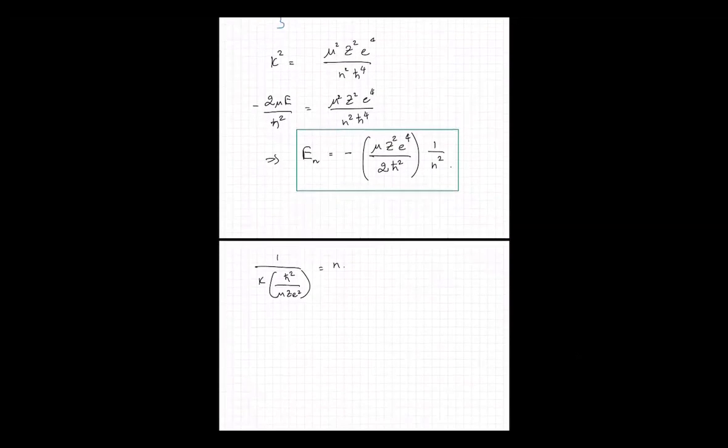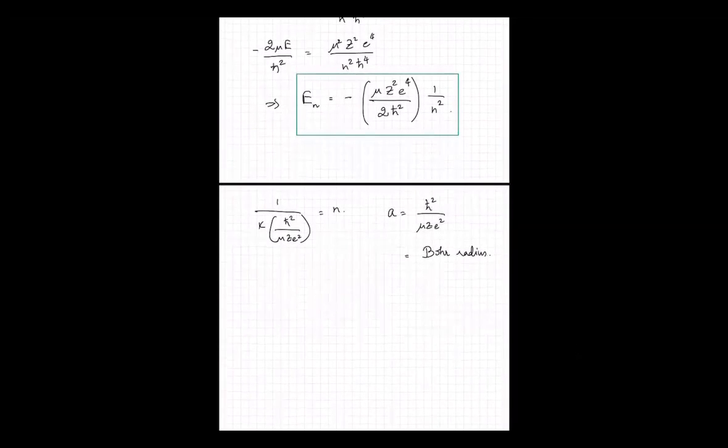So this defines a fundamental length scale in the problem, and we call this A, which is h bar squared over mu z e squared. And this is called the Bohr radius. Okay, and numerically, if I remember right, it has a value of something like 0.53 angstroms, 10 to the minus 10 meter, times z to the minus 1. For atoms with larger atomic numbers, this number is smaller and smaller.